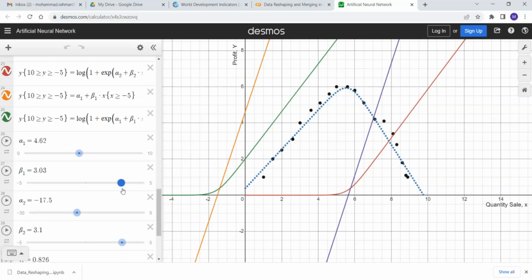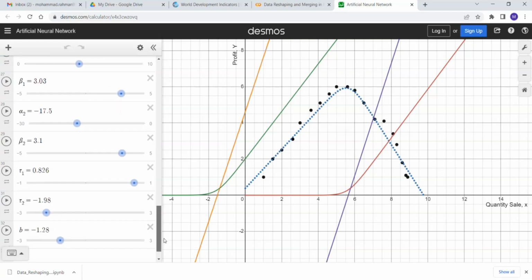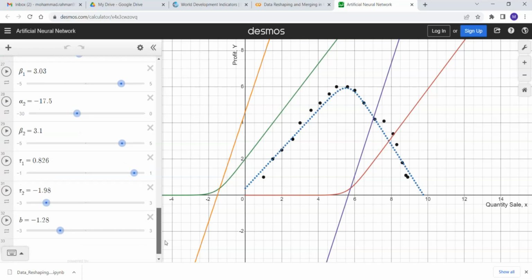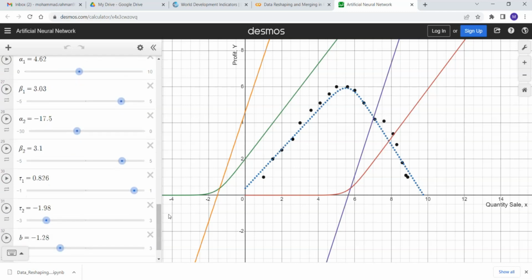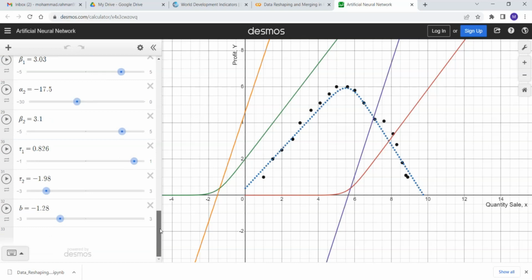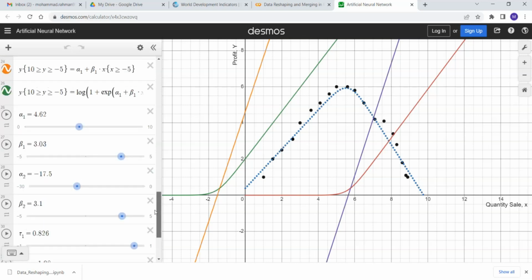We have how many parameters? Alpha 1, beta 1, alpha 2, beta 2, and, sorry, tau 1, tau 2, and p. There are 7 parameters, I think.